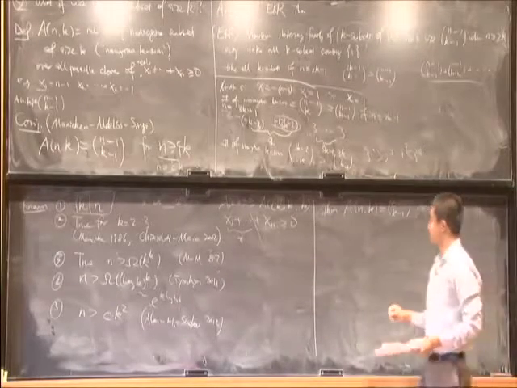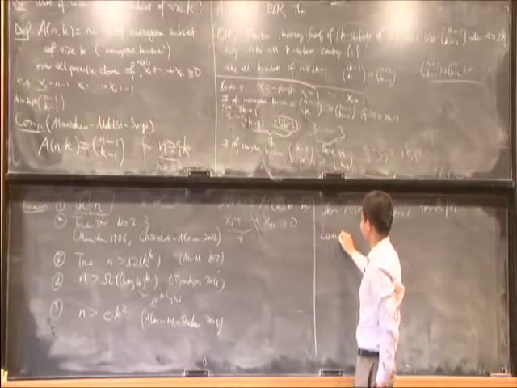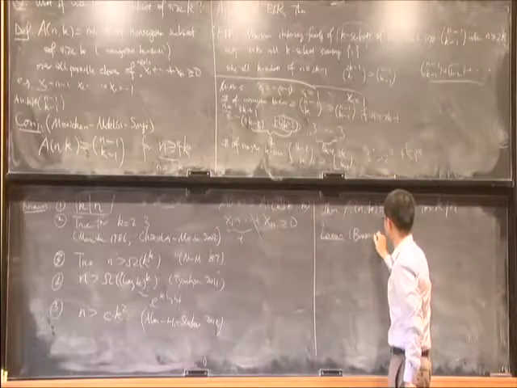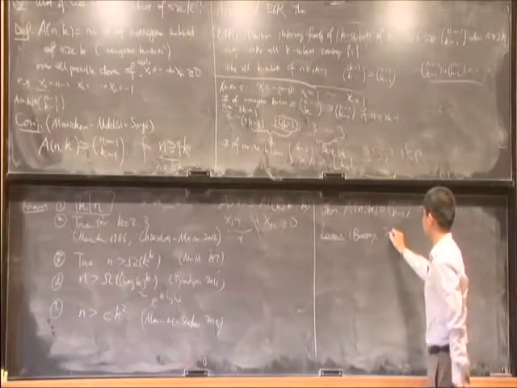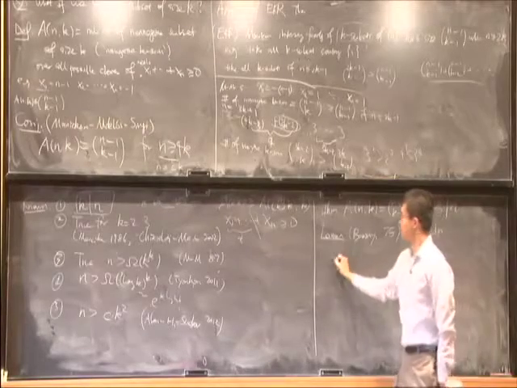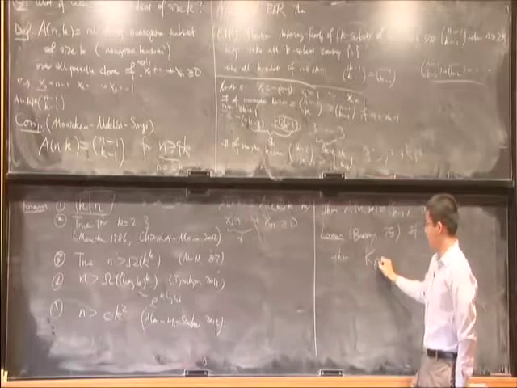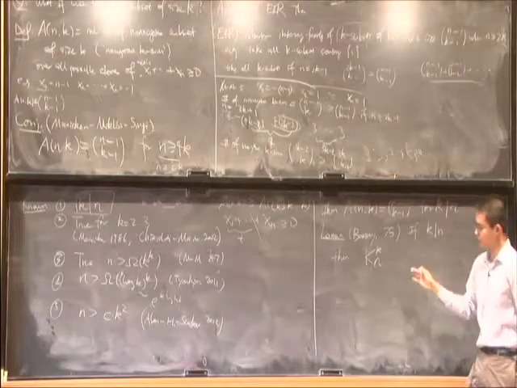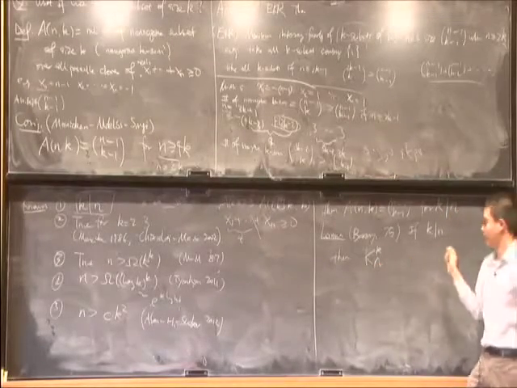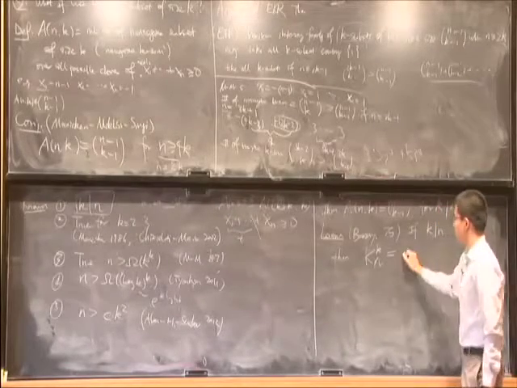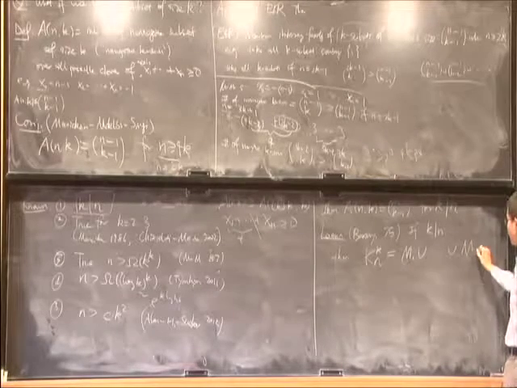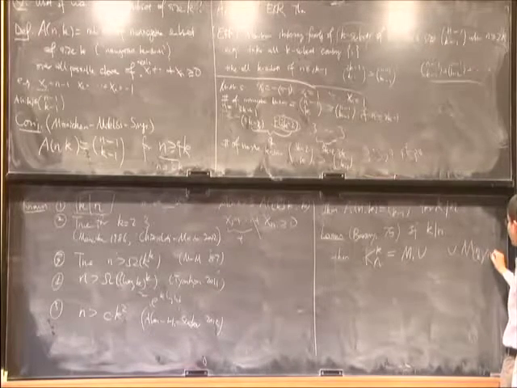So, okay. First I want to mention the lemma by Baranyai in 75. So if n is divisible by k, then if we look at the complete k-uniform hypergraph on n vertices, which means you just take all the k-subsets of 1 to n, this can be decomposed as a union of matchings, and there are n choose k divided by n over k matchings.